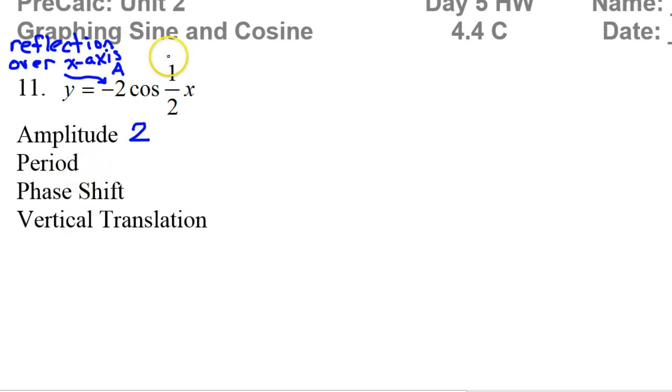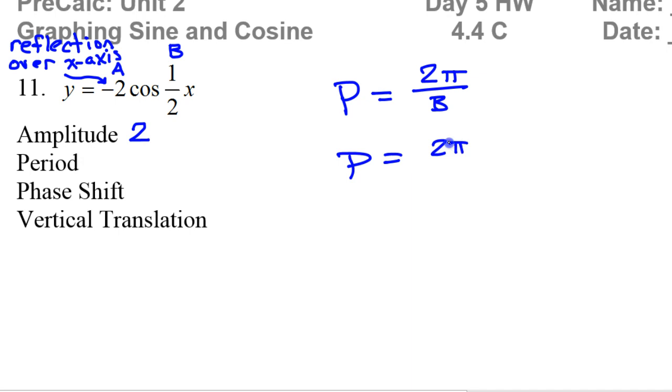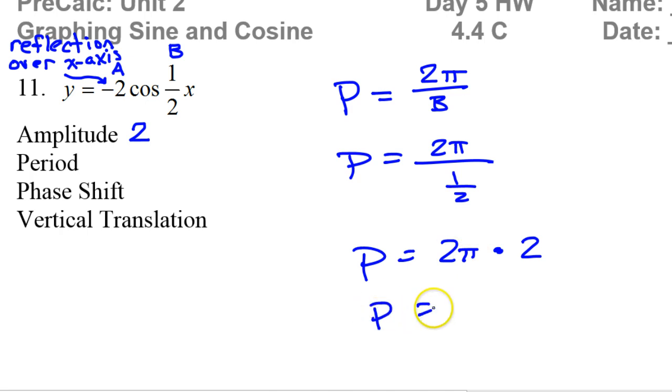What about the period? I've got the b value right here. My b value is 1/2. So the b value will indirectly give us the period, because the period is always 2 pi divided by the b value. So in this case, that means the period is 2 pi divided by 1/2. And when you divide something by a fraction, that's the same thing as multiplying by the reciprocal. So the period is going to be 4 pi, just like the last problem. So the period will be 4 pi.